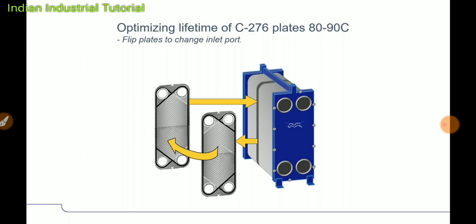Here in a sulfuric acid plant, you can reverse the plate by 180 degrees so that the port will be changed from acid to water and water to acid. You will save the port for another half of the life of the plate.